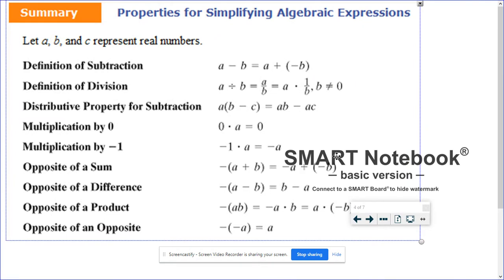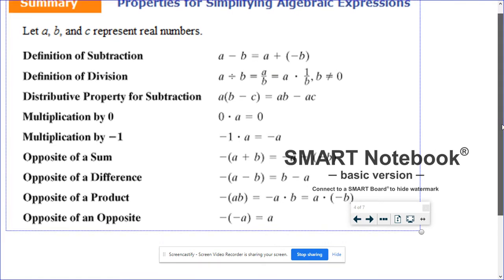So let's get into the second part of the P1 notes. We're now looking at properties for simplifying algebraic expressions. So you can just fill these in on your notes or copy them into your notes, however you're doing it. Definition of subtraction. So A minus B is adding a negative. Definition of division is the same thing as multiplying by a reciprocal.